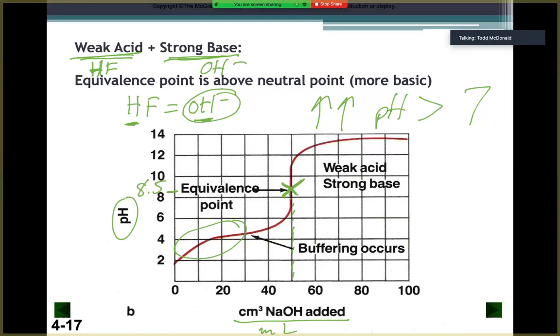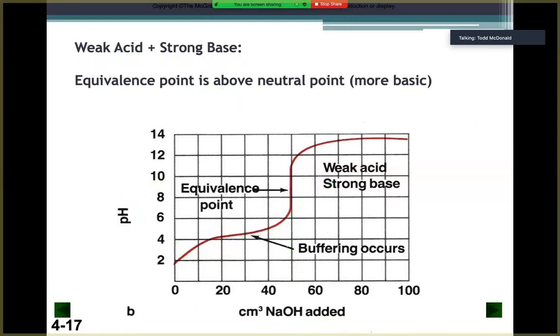Think of it like a tug of war. On the previous one, strong acid, strong base, tug of war against each other, nobody wins. It's a tie. It's neutral right at 7. In this case, strong base versus a weak acid, tug of war, who's going to win? The strong base. And what that does is that pulls the equivalence point above 7. It pulls it into the basic range. And that's something you're going to want to know. Okay. All right, moving on to the next slide.